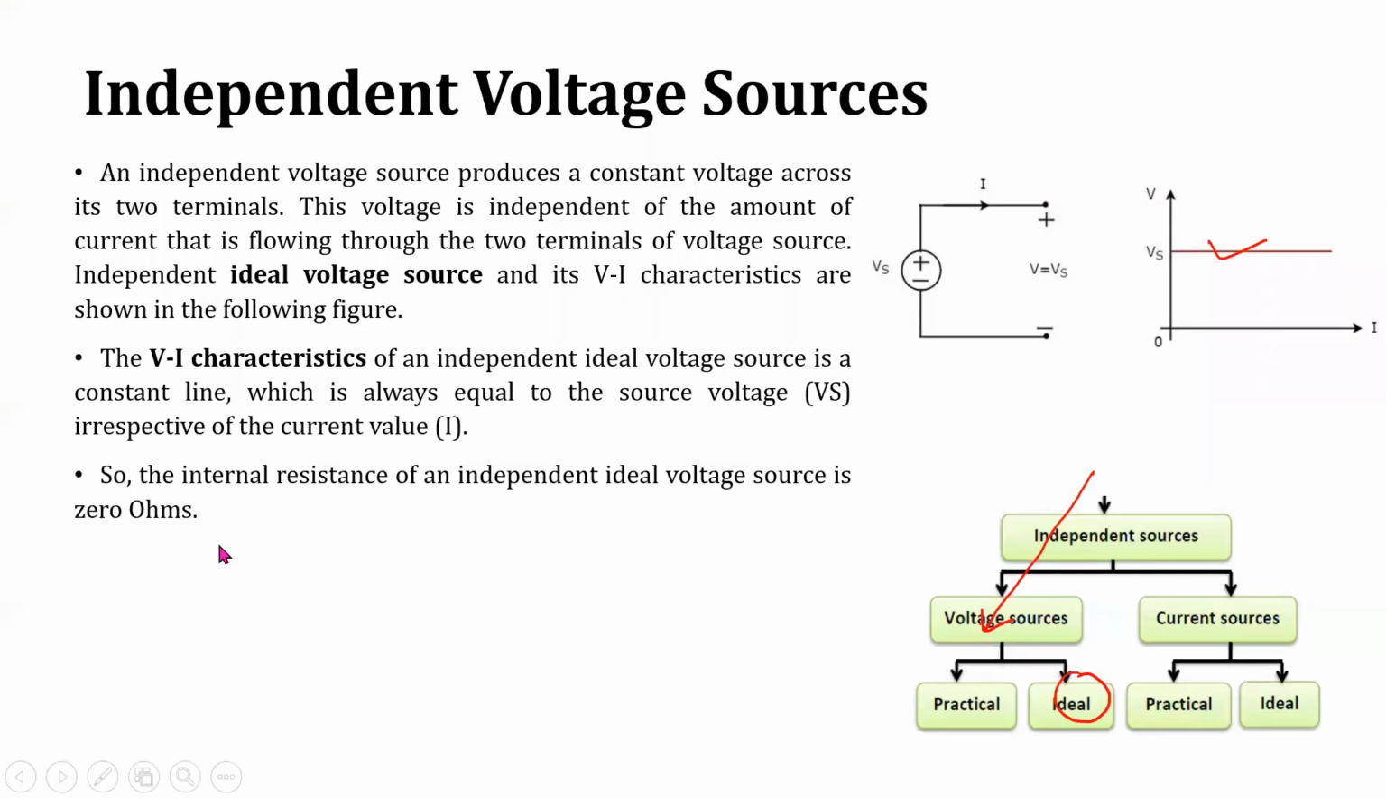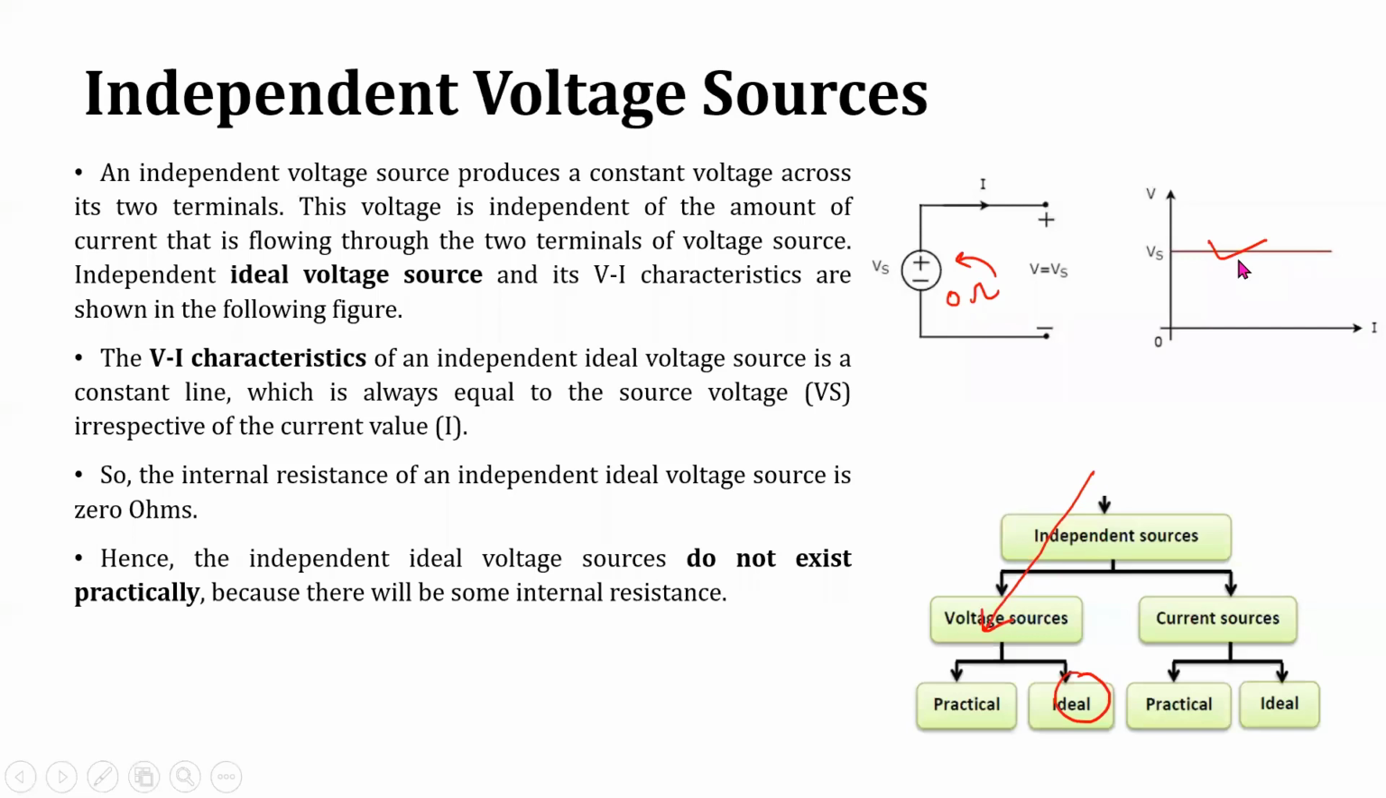But the internal resistance of the independent voltage source is 0 ohm. You can represent it as 0 ohm. It doesn't have any internal resistance. That's why you are getting a constant voltage across the load here.